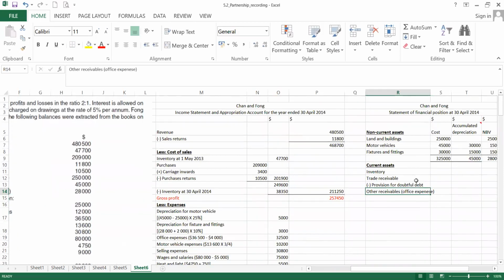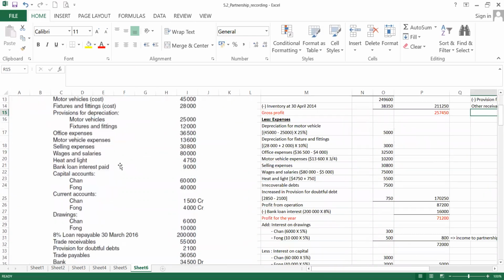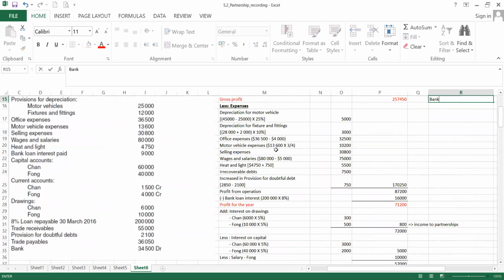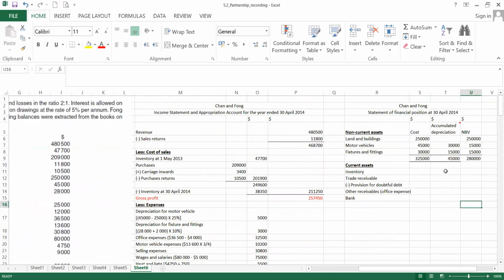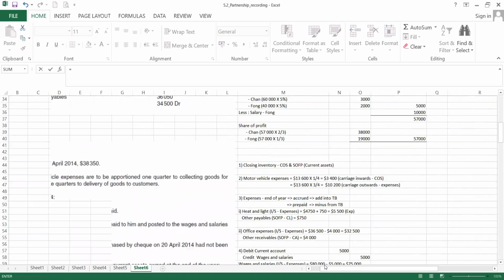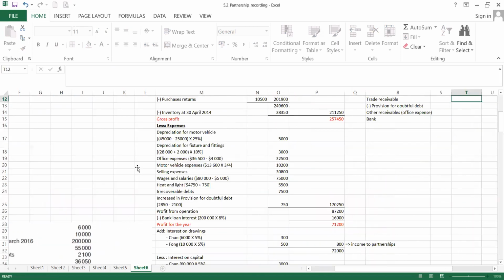Okay. Now next, we have the bank. Let's see, is the bank an asset or liability? Bank is a debit, that means it's an asset. Okay, so let's put in the amount first. Inventory, in the additional information, closing inventory, 38,350.